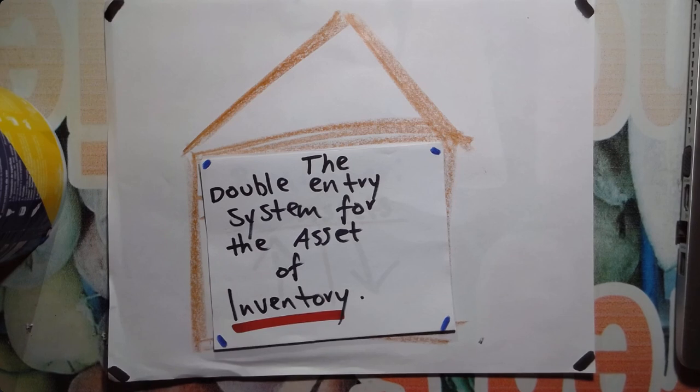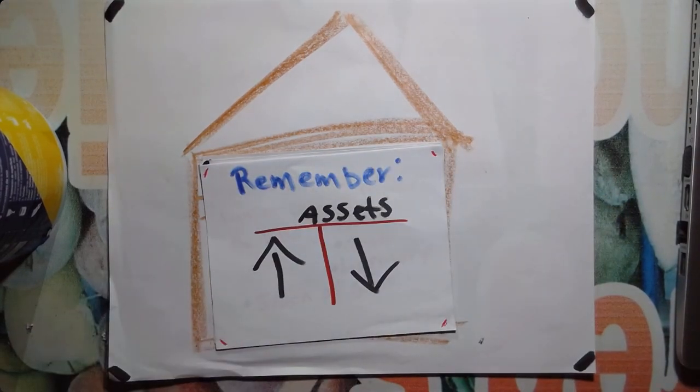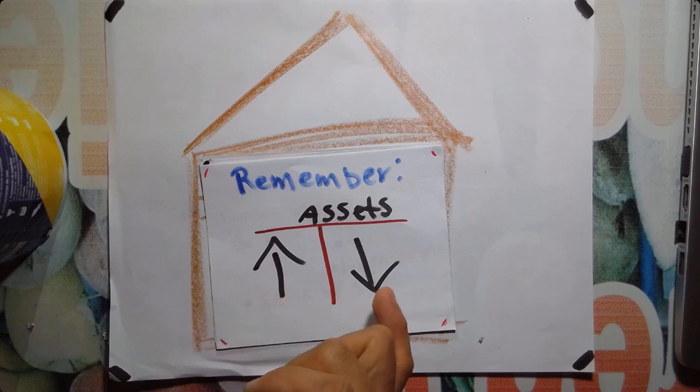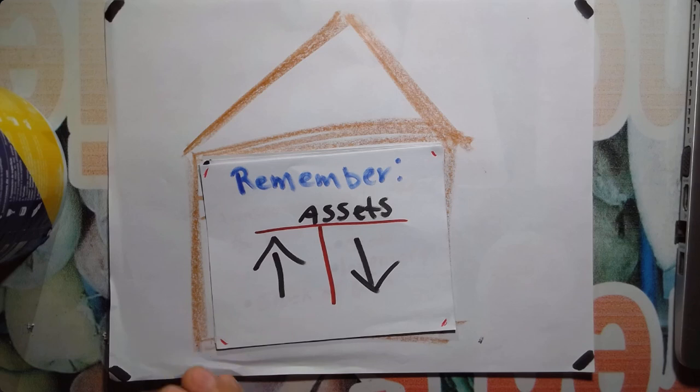So very important for you to remember a key rule as we go into this class. Remember that assets will always increase on the debit side of a T account and they will decrease on the credit side of any T account. This rule never changes, okay? No matter the transaction, assets will always increase on the debit side and they will decrease on the credit side. So remember that as we go throughout this chapter.